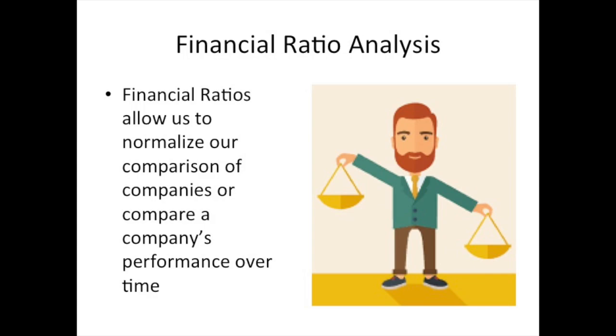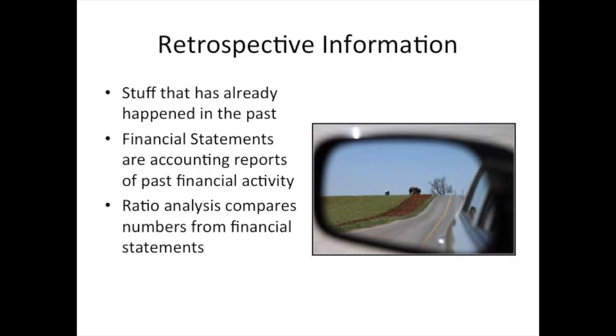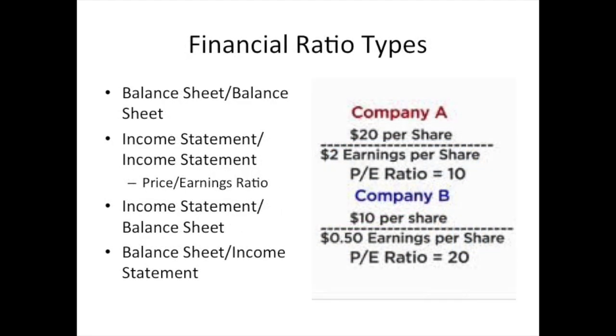It looks at retrospective information, that is, looking back at the past. The ratios come from the financial statements, where you're comparing one number to another. It could be two balance sheet numbers, it could be two income statement numbers, like price-earnings ratio, or it could be a balance sheet number compared to an income statement number. Those are the usual ways that ratios are formed.